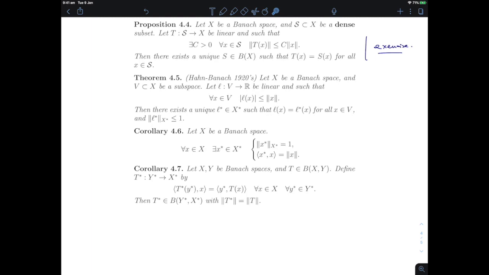So I'll let you go through that exercise, and we're going to focus our attention now on proving the much harder extension theorem when the subspace is not assumed to be dense. Let's have a look at this. So let us prove the extension form of the Hahn-Banach theorem.